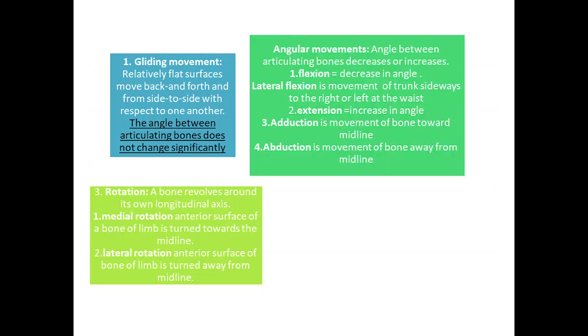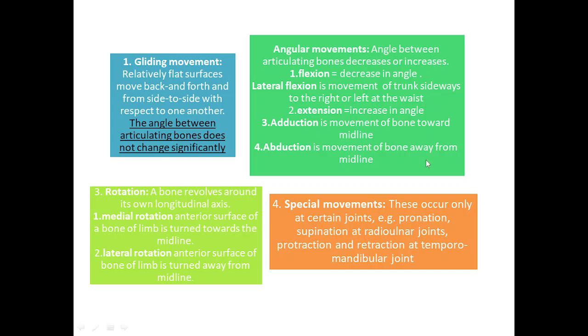Then we have some movements in the body. There is gliding movement, angular movement, rotation, and spatial movement. Gliding movement: the bone moves back and forth or from side to side with respect to another, but the angle does not change significantly. In angular movements, the angle increases or decreases. We have four types basically: flexion, extension, adduction, and abduction.